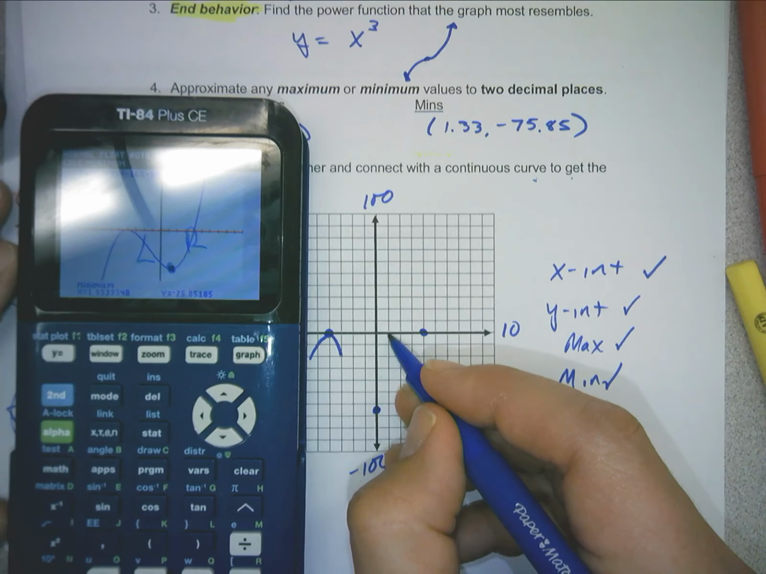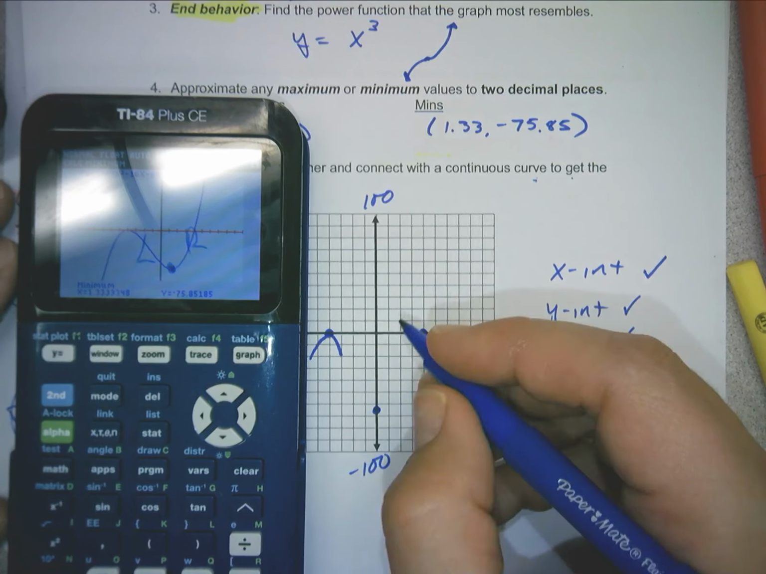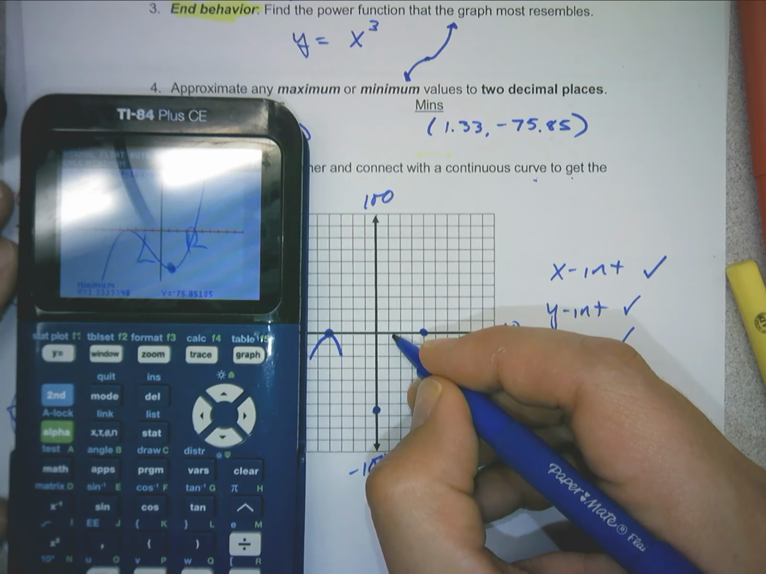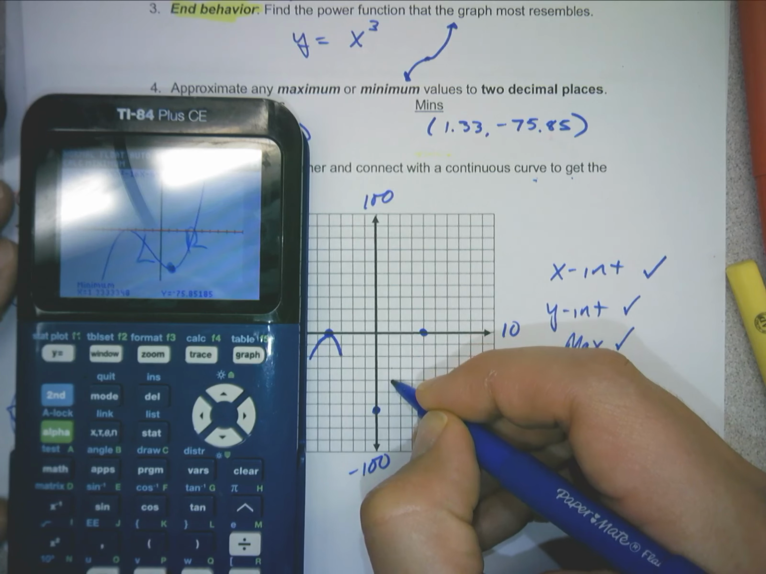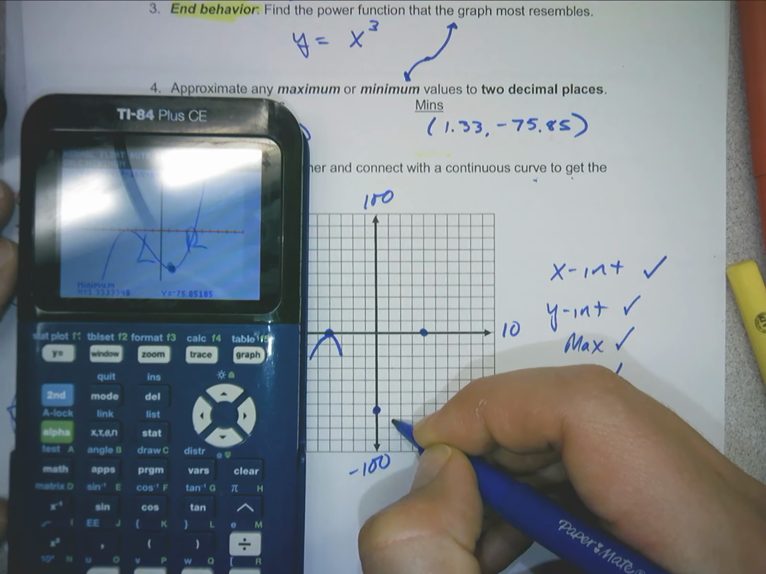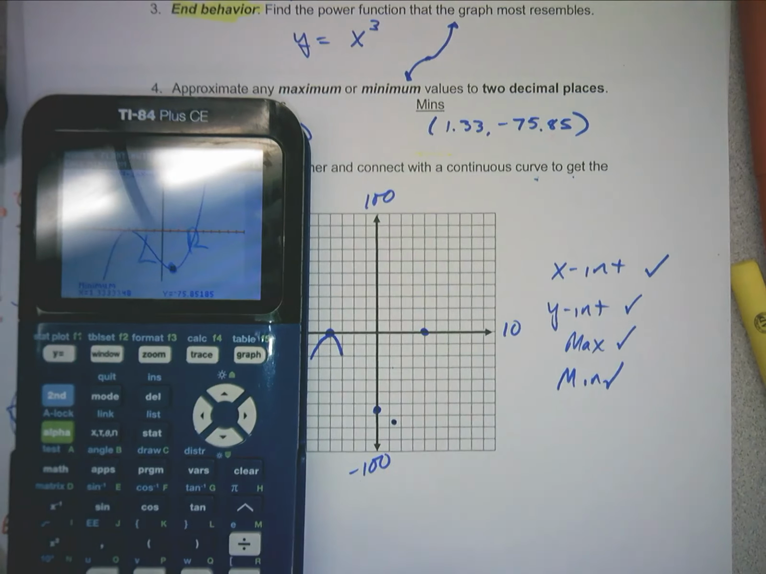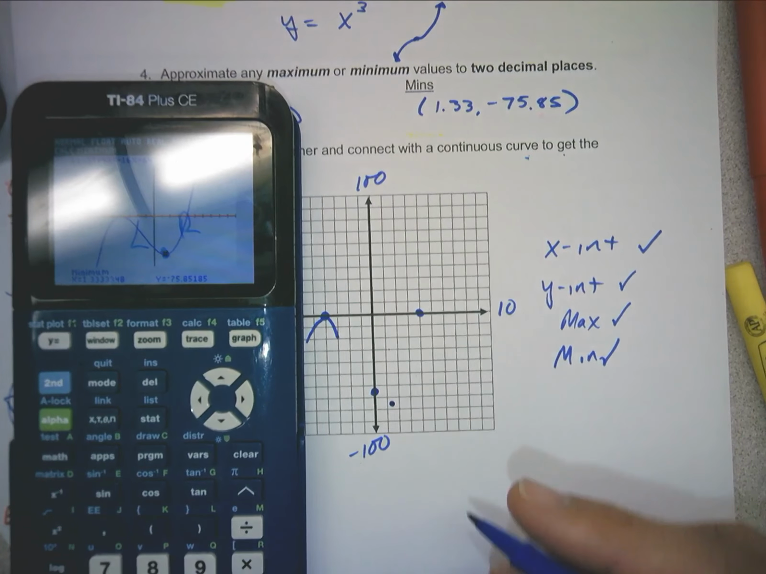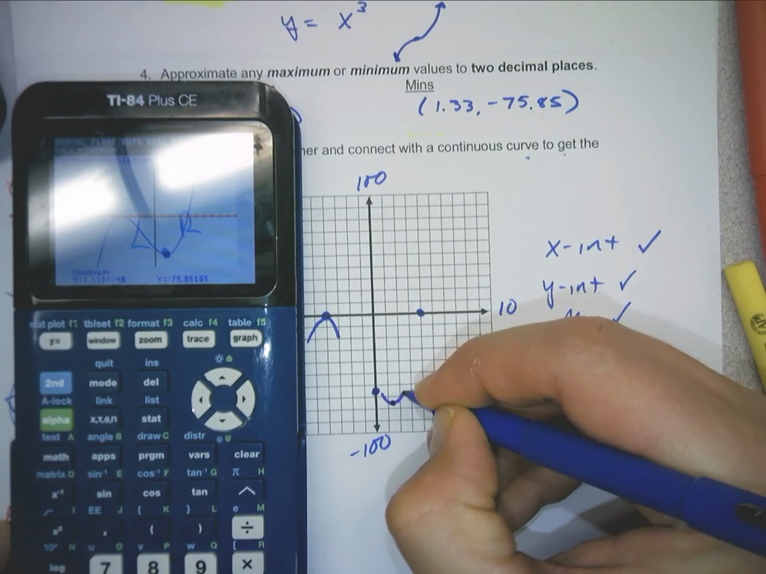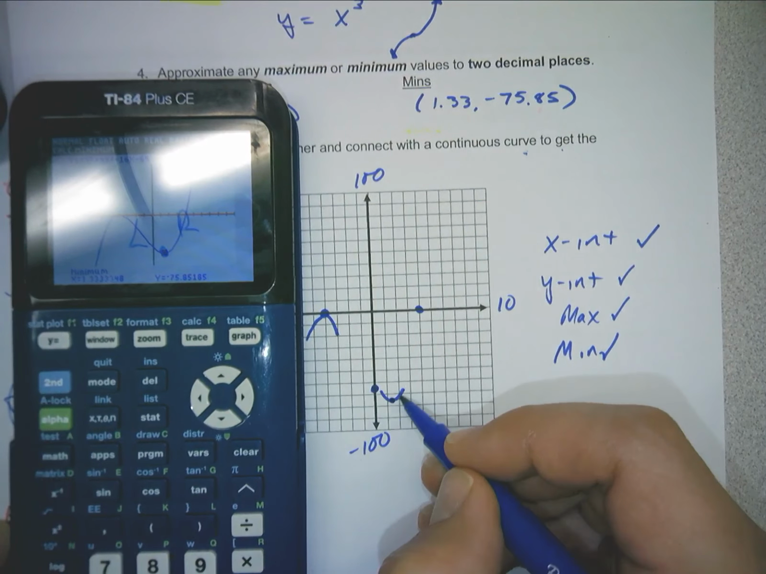So I'm going to go on over 1-ish. Not quite to 2, closer to 1 than 2. And then down 10, 20, 30, 40, 50, 60, 75-ish. So in between the 7th and 8th box. So I'm counting by tens. It's a minimum, so I'm going to put a little valley right there.